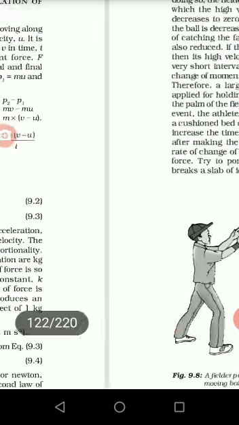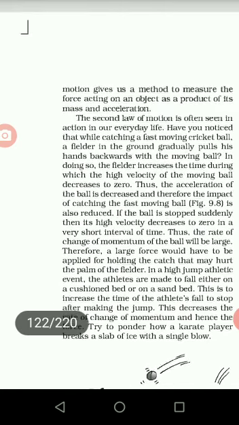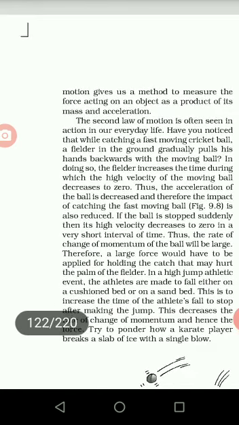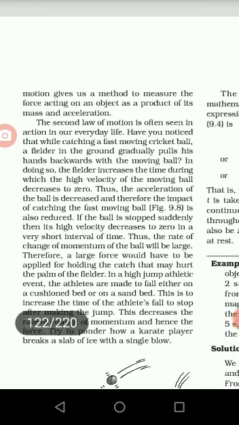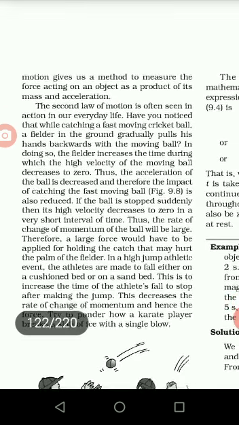So the second law of motion gives us a method to measure the force acting on an object as the product of its mass and acceleration. It means we can measure the force with the help of the second law of motion. So the first law of motion gave the definition of force, the second law of motion measures the force, and the third law of motion is the application of force. Got it? Any doubt?